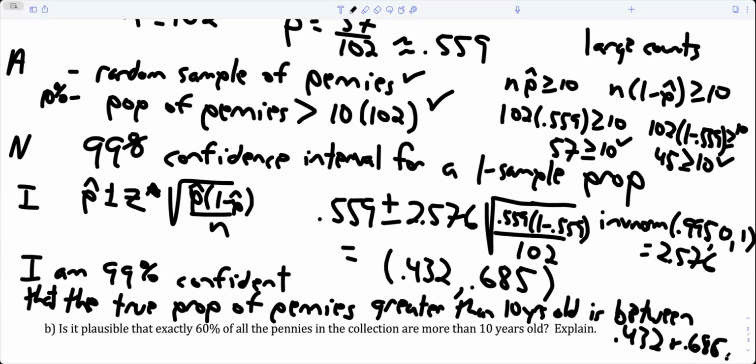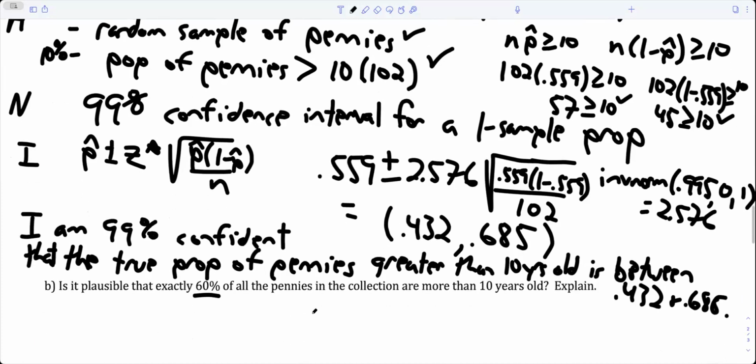And the last part here says, is it plausible that exactly 60% of the pennies in the collection are more than 10 years old? Explain. And the answer to that is yes. Okay, why do I say yes? What does the interval give? It gives me a range. It gives me an interval of plausible values. So is 60%, is 0.6 within the interval? Yes, therefore it is a plausible value. So we're gonna say yes.